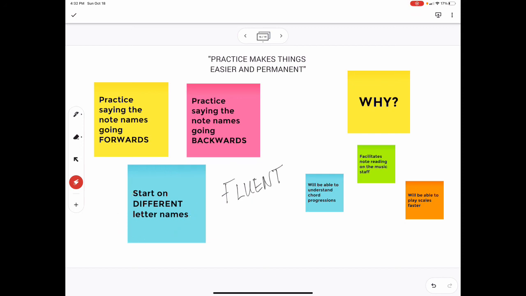Why? Well, it's very important, okay? Why? Well, because we have to, because we're musicians, all right? It will help you to understand chord progressions once we move into that part of the sessions. It also will facilitate note reading on the music staff when we move to reading sheet music. And then it will also help you play your scales much faster. Doesn't matter if you're a vocalist or an instrumentalist, either one of these is going to help you. Okay? I hope you enjoyed today's session, and we'll see you on the next one.